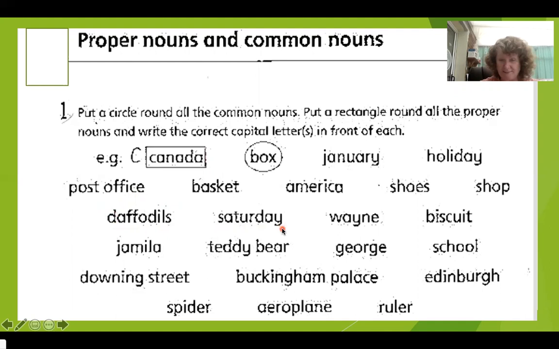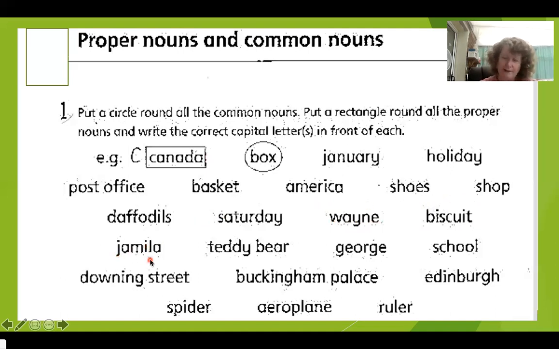Ooh, Saturday. That's a proper noun, name of a day of the week. So that's a rectangle and that's a capital S. Oh, we have another name here, name of a person. Wayne, because that's the name of a person. Here we go. We put it in a rectangle and a capital W. Biscuit. Any particular biscuit? No. It's a common noun. Circle.